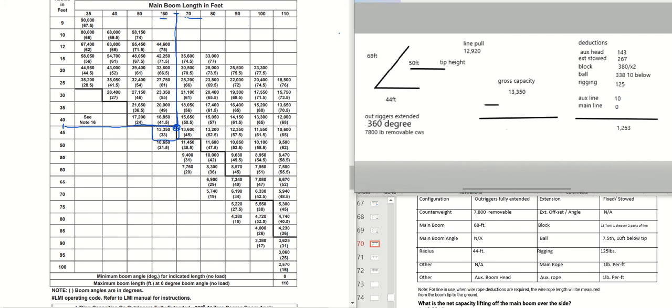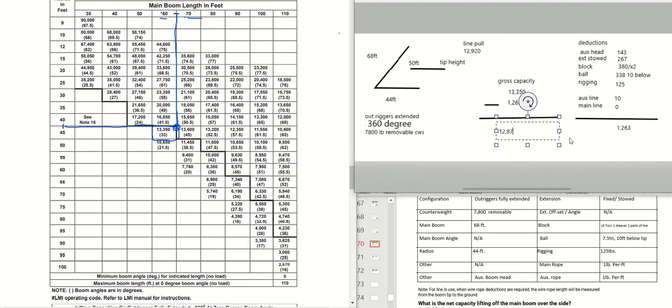So we'll go ahead and put that underneath our gross capacity, 1,263, and we subtract that from 13,350. 13,350 minus 1,263 equals 12,087.